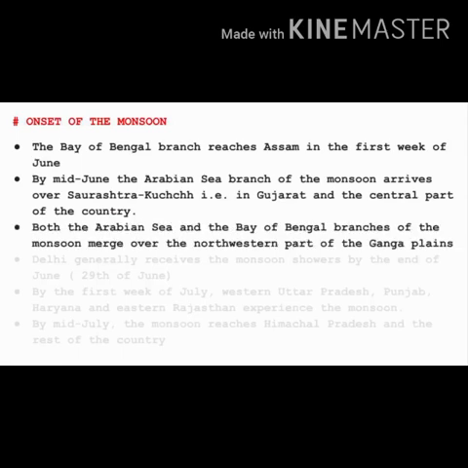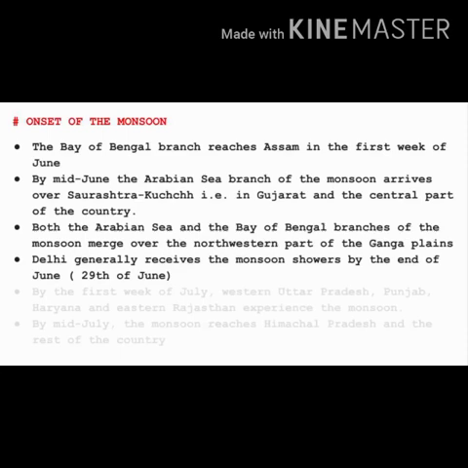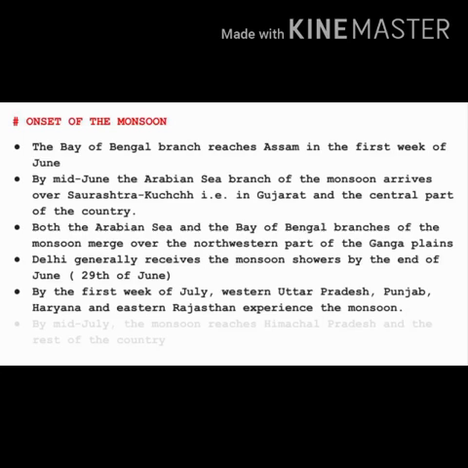Now the Ganga plain in our country is a low pressure land and it is in the interior region of the peninsula. Hence the low pressure area attracts the wind naturally. Therefore the Arabian Sea and the Bay of Bengal branches merge over the northwestern part of the Ganga plain. Due to this, by the end of June, Delhi receives monsoon showers. And then by the first week of July, Uttar Pradesh, Punjab, Haryana and eastern Rajasthan experience monsoon. And then by mid-July it reaches a little above in Himachal Pradesh and the rest of the country receives rainfall. So this was the flowing mechanism of the southwestern wind or the monsoons in India.